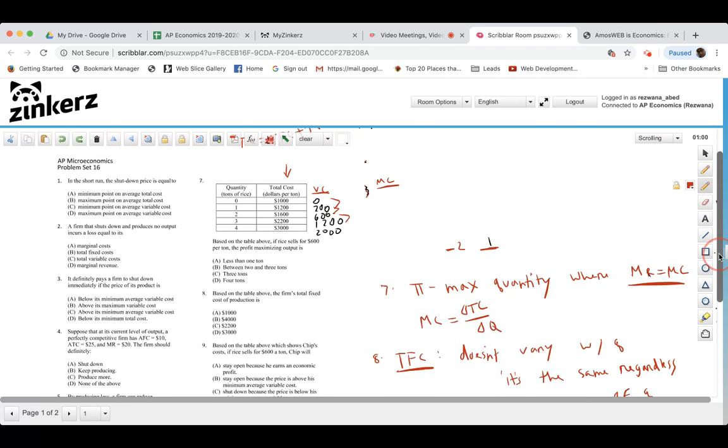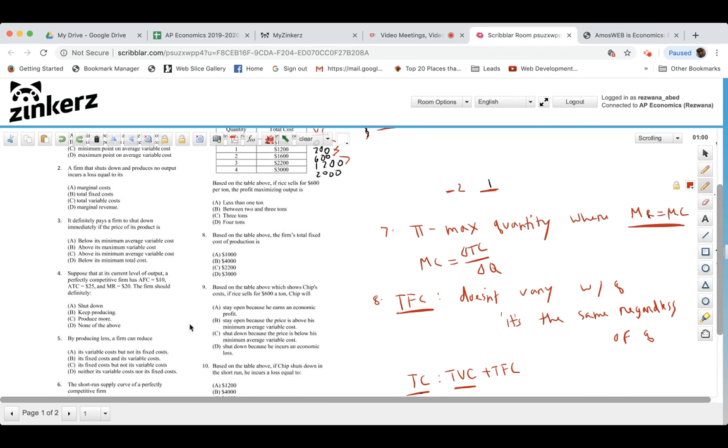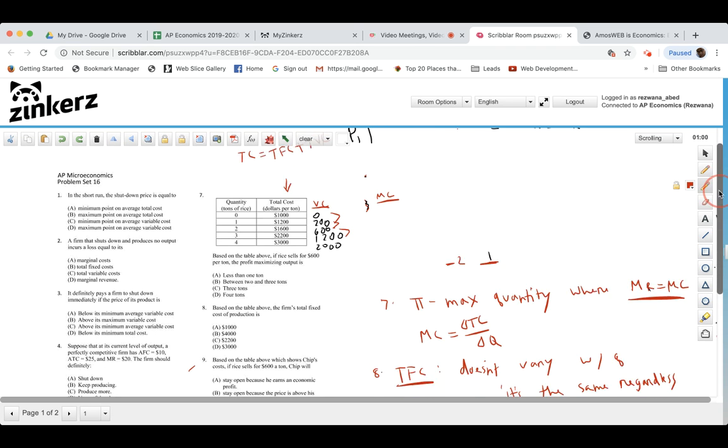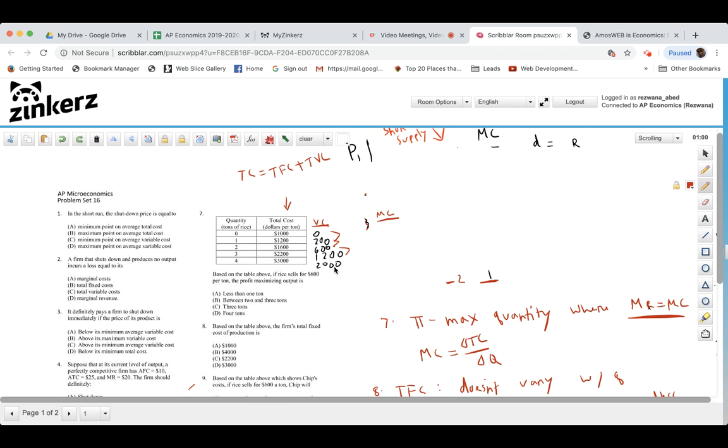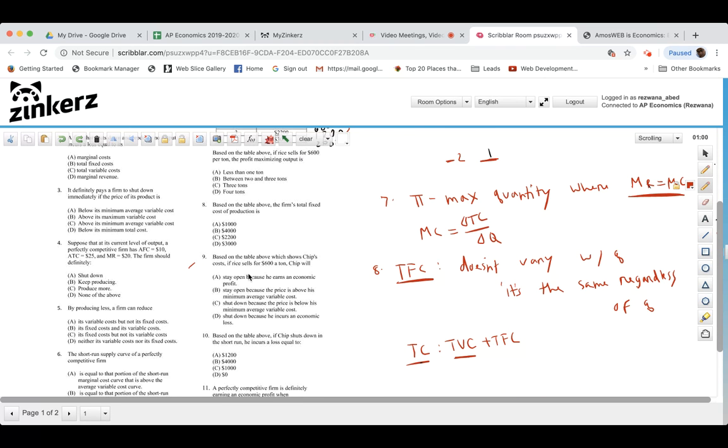And then I hope you understood number 9, I'm sorry, not number 3. Okay, so you didn't get this incorrect, you got it right. I just wanted to make sure you see that number 9 is asking you, based on the table above, which shows Chip's cost, if rice sells for 600 a ton, Chip will do what?